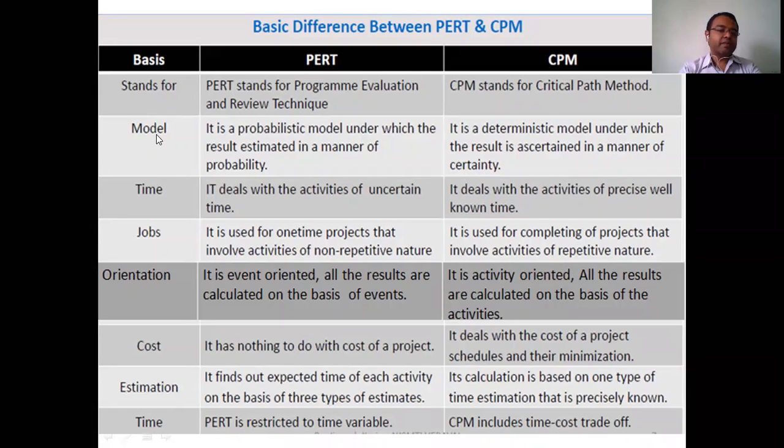Next, the basis, suppose you can say model: PERT has a probabilistic approach, and CPM is a totally deterministic approach. Deterministic means we know the start and end time of the project. In PERT, we don't know the start and end time. You might know the start time, but you will not be able to predict the end time of the project. So that's why it is called a probabilistic approach.